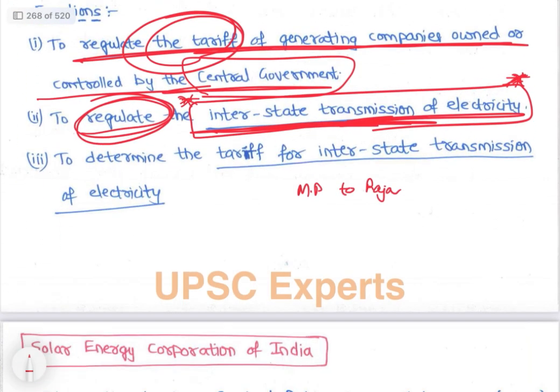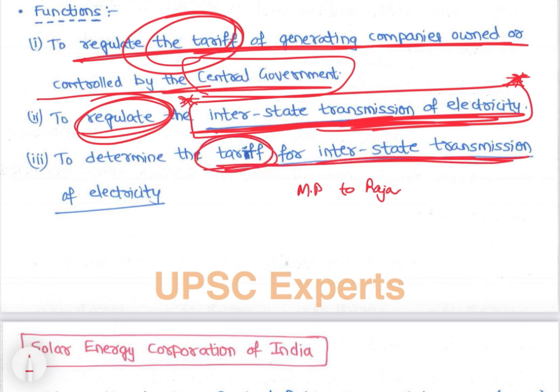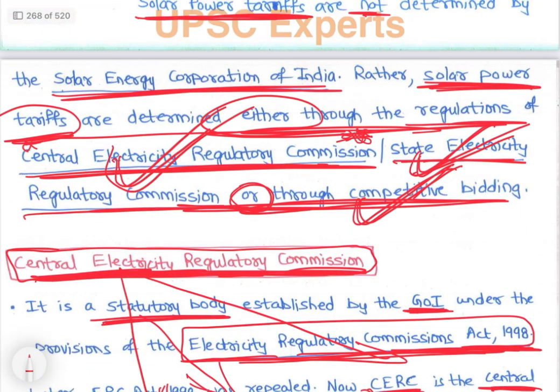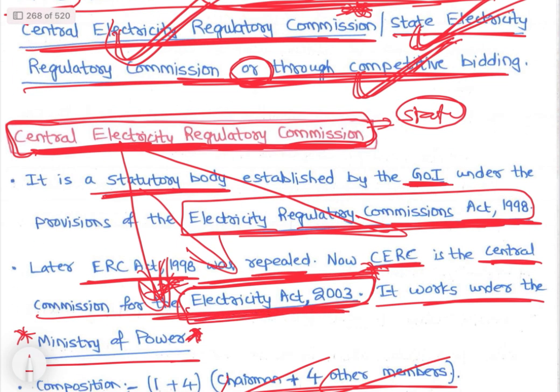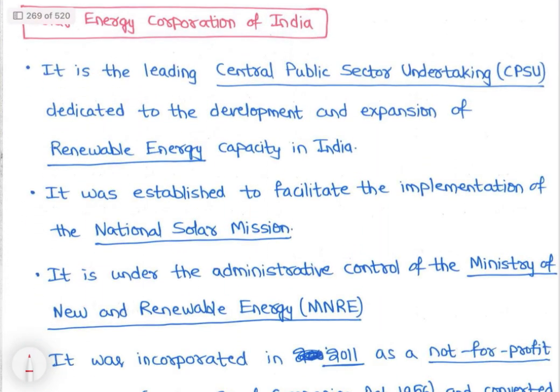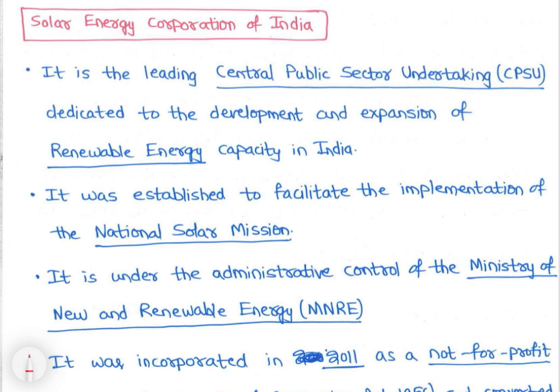So it also determines the tariff for interstate transmission of electricity. Whenever there is transmission between two states, जो कितना tariff होगा उस transmission के लिए, that is also determined by Central Electricity Regulatory Commission, right? So that is the thing about Central Electricity Regulatory Commission, which is a statutory body right now under the Electricity Act of 2003. Now let's go to this and study about Solar Electricity Corporation of India.